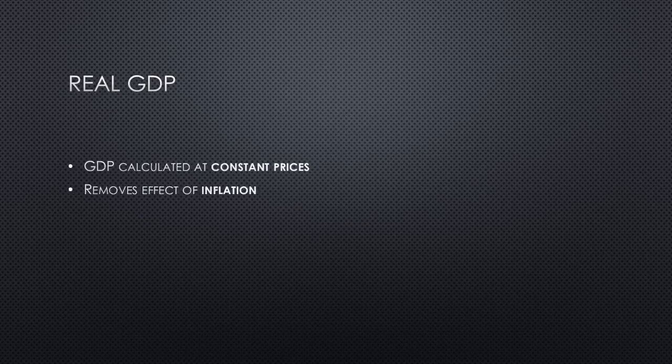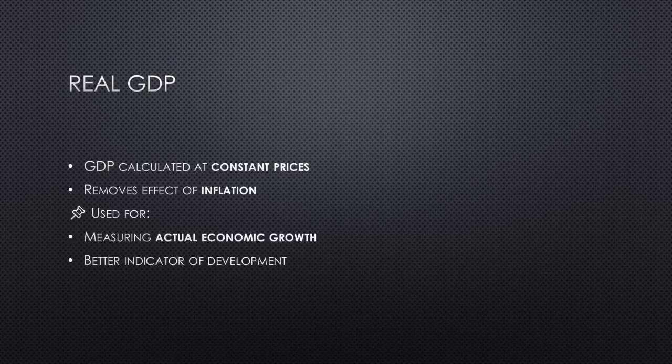Real GDP. Real GDP is calculated at constant prices. It removes the effect of inflation and shows the actual increase in production. That's why real GDP is the best indicator of real economic growth.